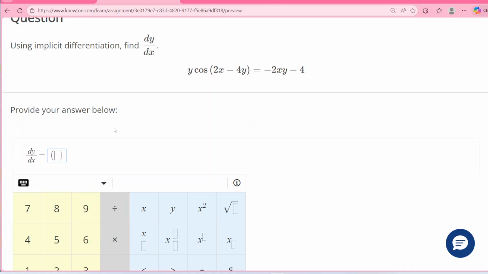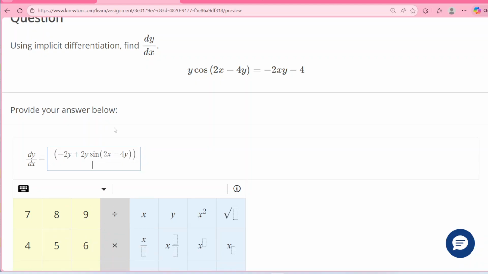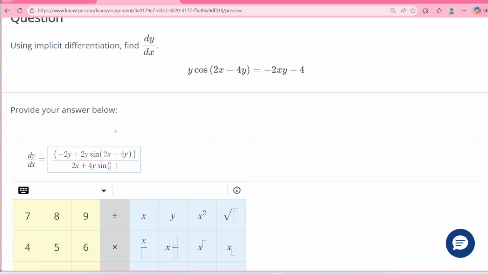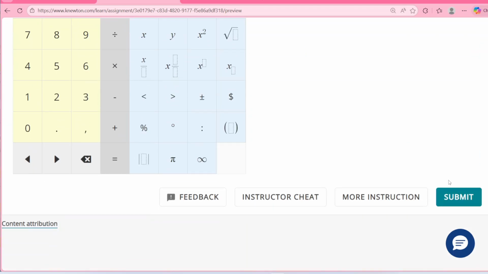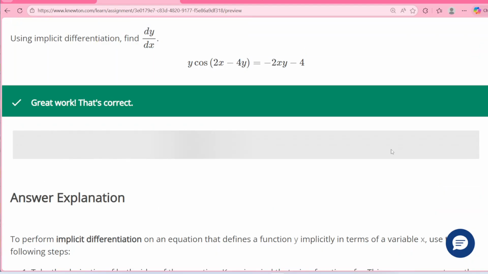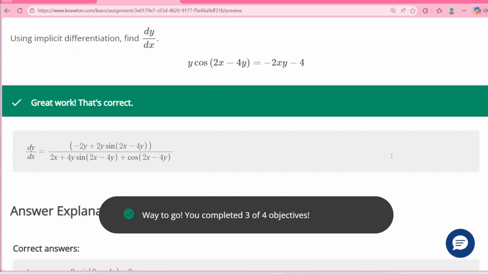So numerator, got -2y plus 2y times the sine of 2x minus 4y, all in the numerator, divided by, and then 2x plus 4y times the sine of 2x minus 4y, and then plus the cosine of 2x minus 4y, all in the denominator. And that should be good. That looks like what I typed. Great. All right, so that objective's done.